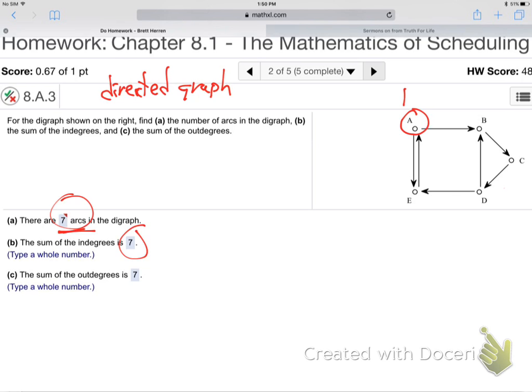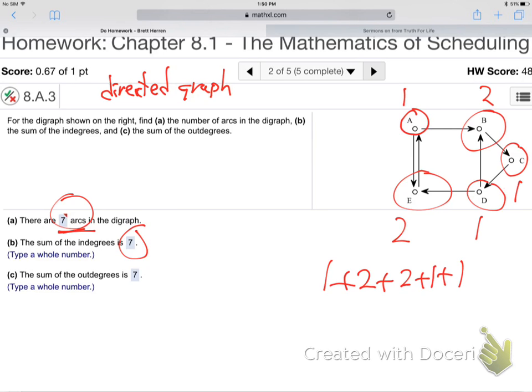1 arrow is pointing in him. How many arrows are pointing into B? 2. His in degree is 2. How many are pointing into C? 1. How about D? 1. 1's pointing into D. Is everyone tracking with me? I'm just saying how many arrows are pointing in. And finally E. How many arrows point into E? 2. So if you add that up, 1 plus 2 plus 2 plus 1 plus 1, you get 7.